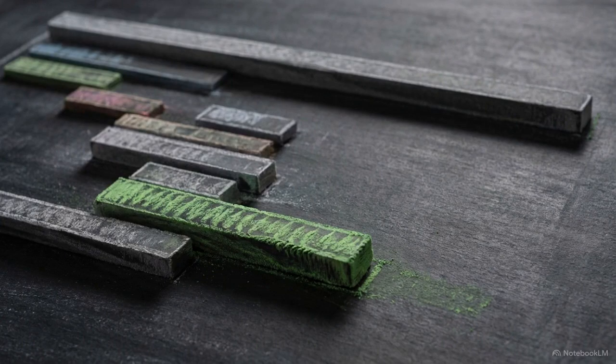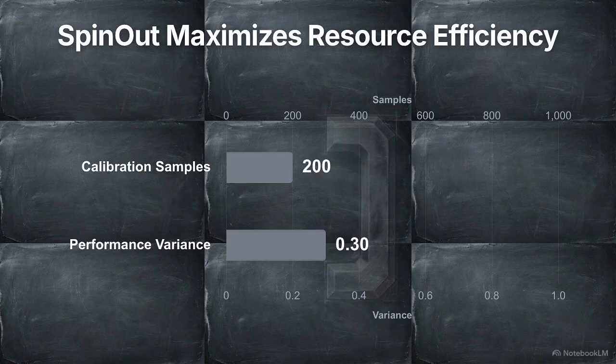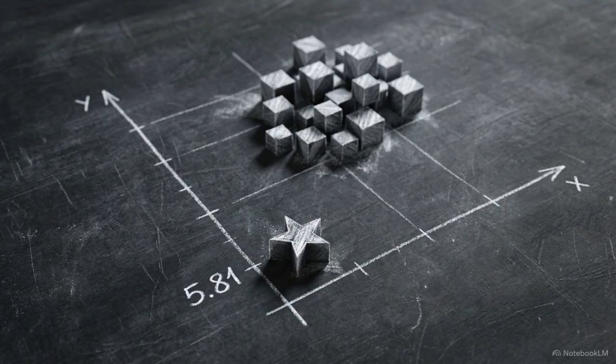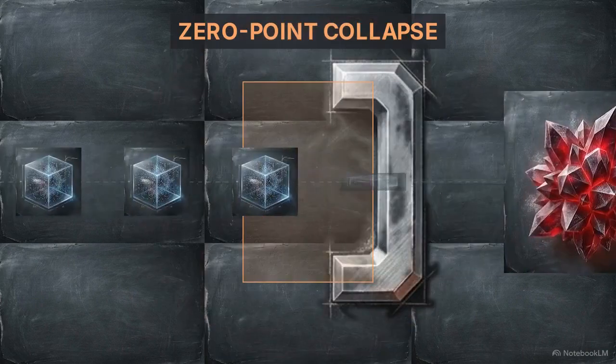The accelerated gradient signal generated during training also produces major workflow efficiency gains. This table compares the resource requirements. Calibration data drops from 800 samples down to 200, and performance variance drops from 0.3 to 0.23. Faster optimization and lower variance directly yield state-of-the-art W4A4 KV4 perplexity, locking in at a score of 5.81 on the Llama 2 model.